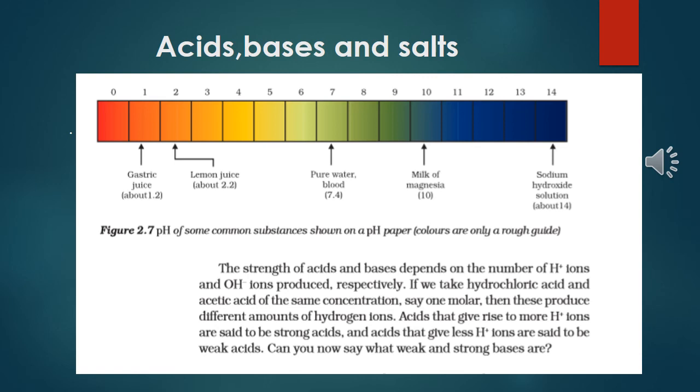Acids that give rise to more hydrogen ions are said to be strong acids, and acids that give less hydrogen ions are said to be weak acids. In a similar way, if hydroxide ion is more, then we can say strong base, and if hydroxide ion is less, then we can say weak base.